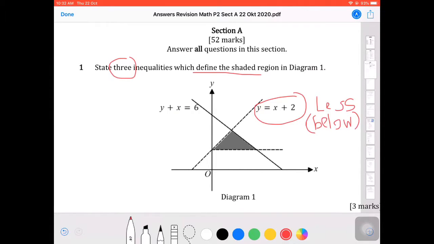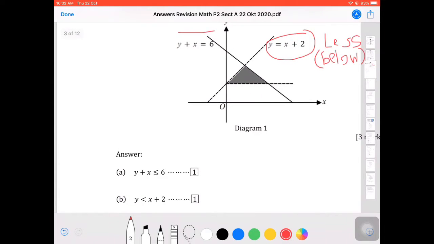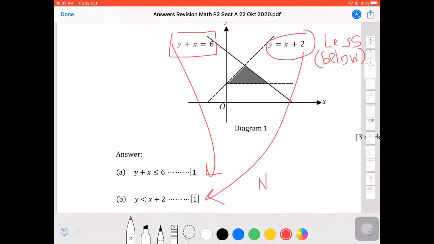If you look at the first line, there is a dotted line. So there is no equal below your inequality. For the first one, you will have y plus x less or equal because the line is solid. But for the second one, the y is less only. There is no equal sign because the line is dotted. So when you see a dotted line, you do not put equal under the inequality symbol, so just less than.